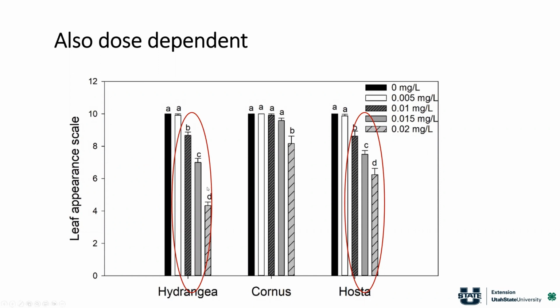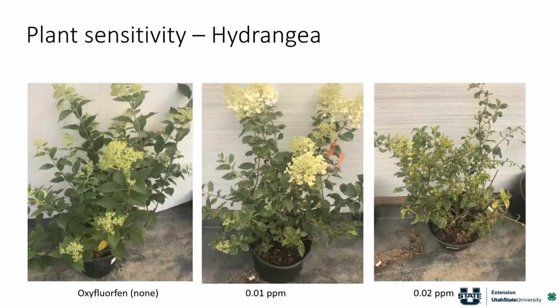See here. These are susceptible at lower doses, at 0.01, but cornus is only susceptible at 0.02 milligrams per liter. Let's look at some pictures again, because pictures are the best, right? It just speaks for itself. So when we look at the plant sensitivity of hydrangea to oxyfluorfen, this is no application. It's not receiving any pesticide. It's growing healthy. When we go to 0.01 parts per million, you can see this damage. 0.02, a lot of damage.